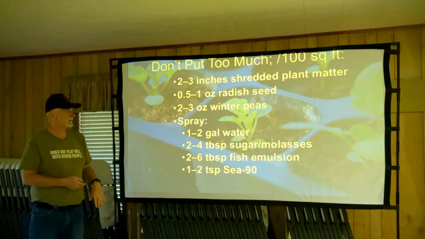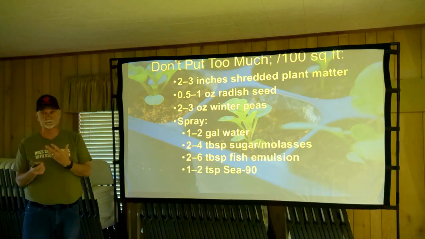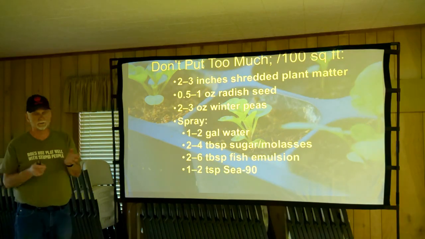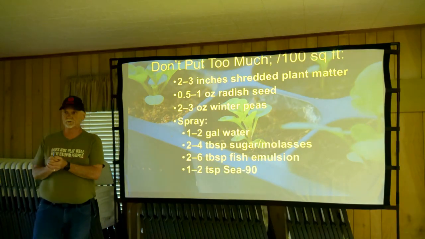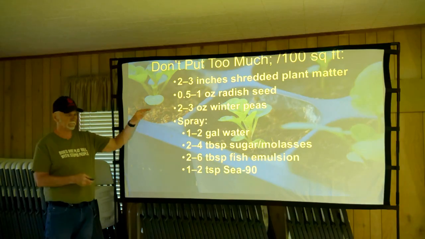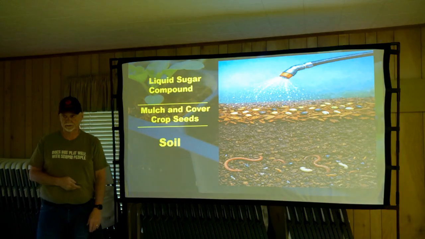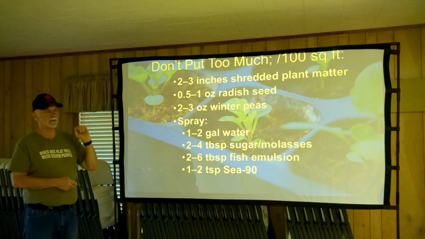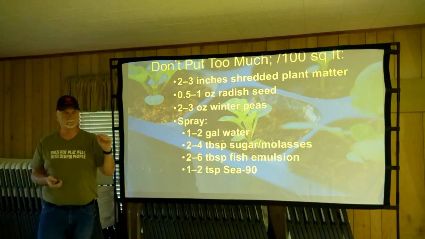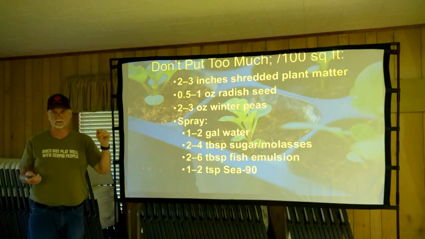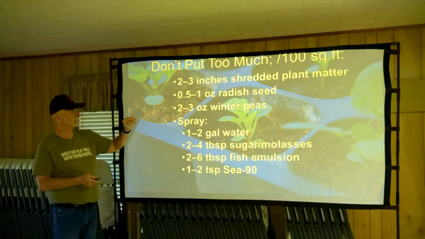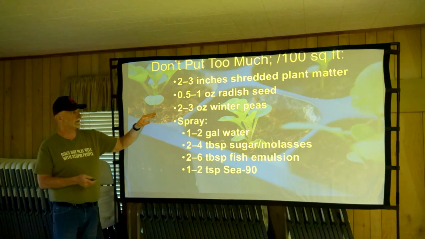So the idea is don't put too much. So this is how much you would put per 100 square feet, doing it using this method here, okay? So you've got 2 or 3 inches of shredded plant matter, mulch, whatever. It can even be some green compost, some old, not quite completely composted material. Then you put a half to 1 ounce of radish seeds.